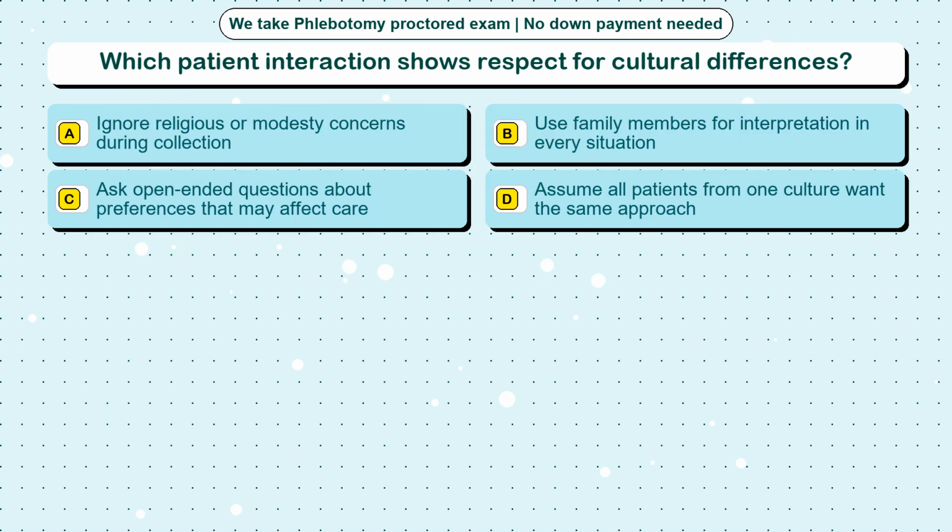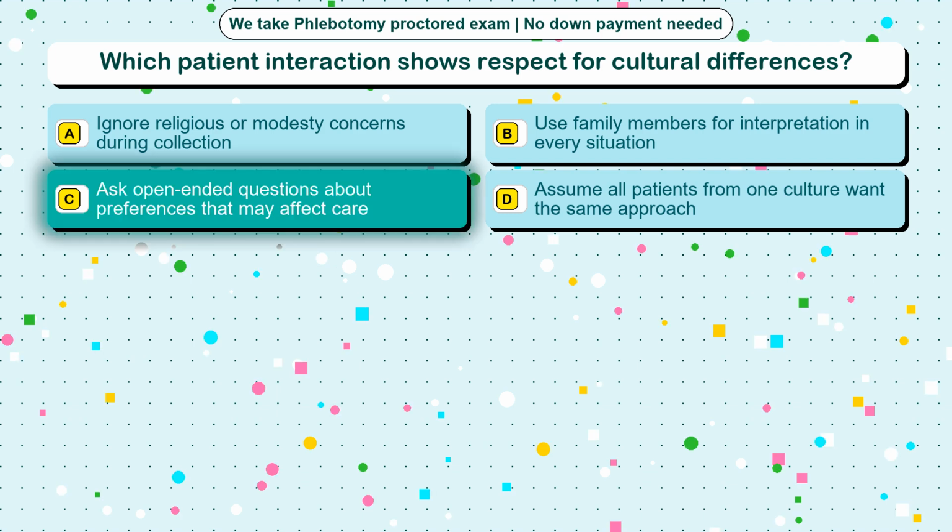Question 2. Which patient interaction shows respect for cultural differences? Option A. Ignore religious or modesty concerns during collection. Option B. Use family members for interpretation in every situation. Option C. Ask open-ended questions about preferences that may affect care. Option D. Assume all patients from one culture want the same approach.